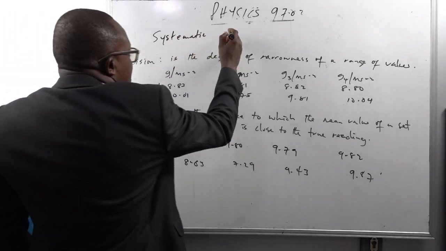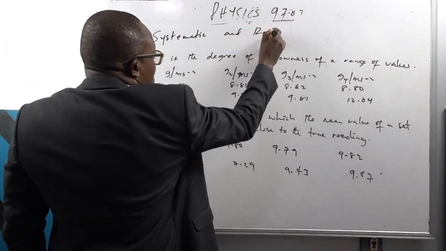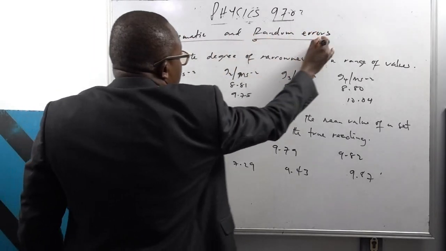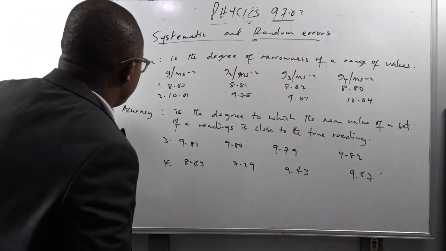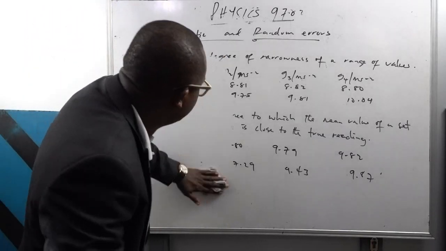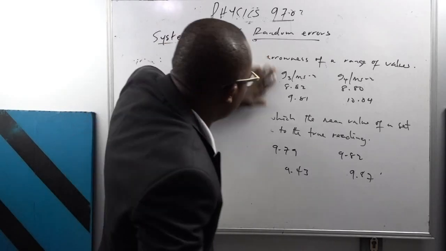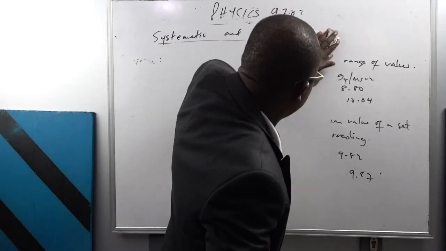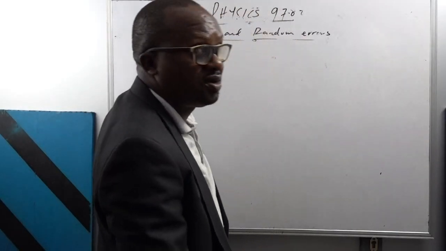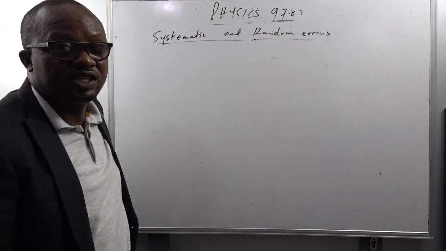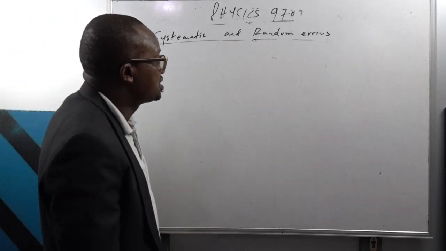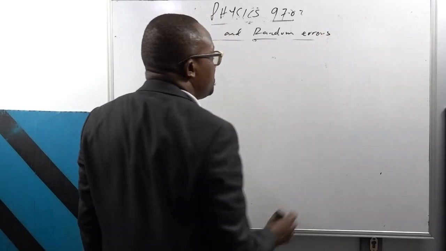So we look at systematic and random errors. The next set of discussion is systematic and random error. When we talk about systematic error, what does it mean? And when we talk about random error, what does it mean? So the next thing we'll be discussing now is systematic errors and random errors.